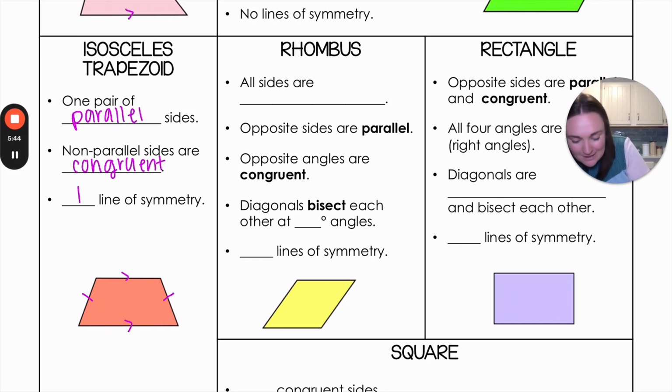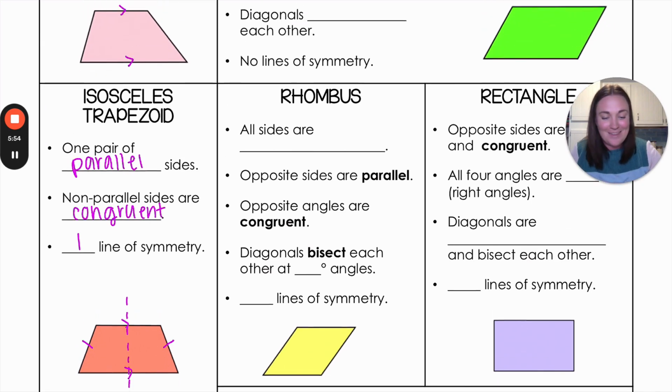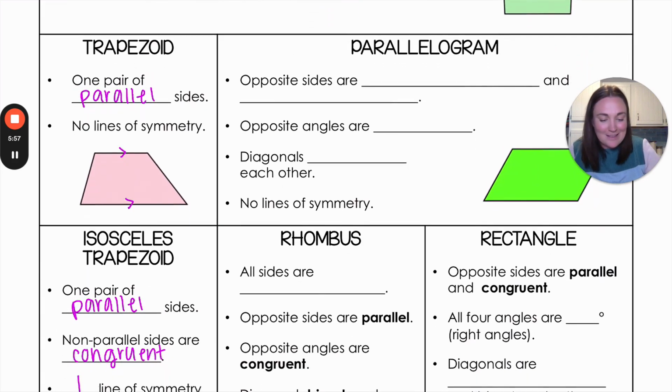So if I take this and cut it in half straight up and down, if I were to fold those two sides in on each other, they would be exactly the same. So that is our one line of symmetry for an isosceles trapezoid. All right, now we've got our trapezoids done. Let's look at our parallelograms.